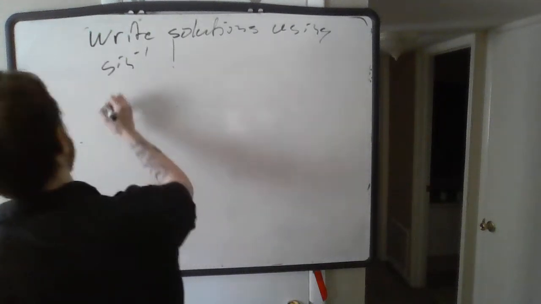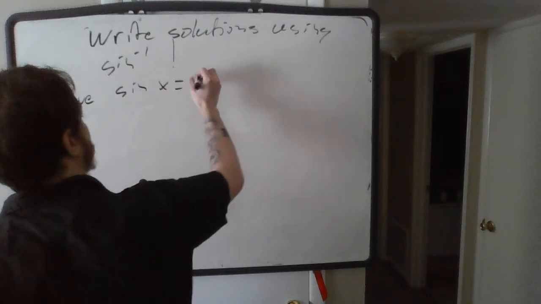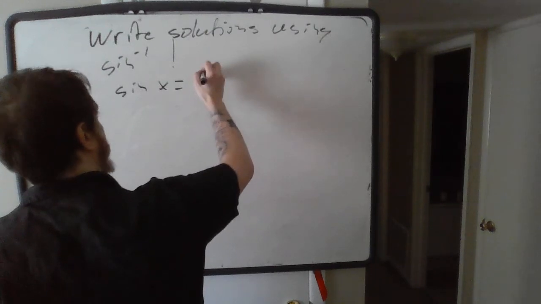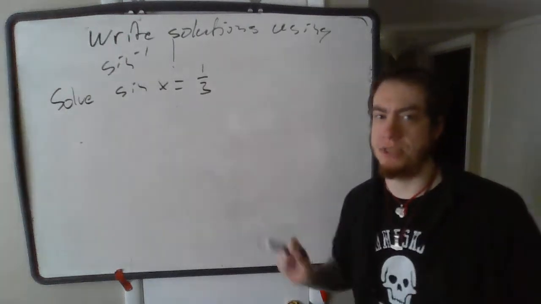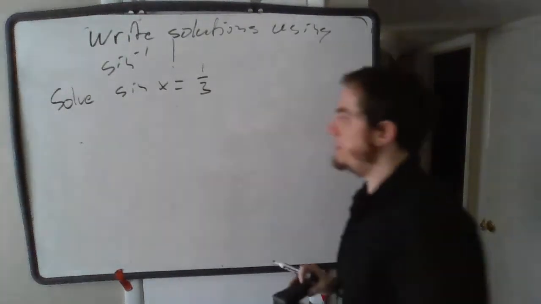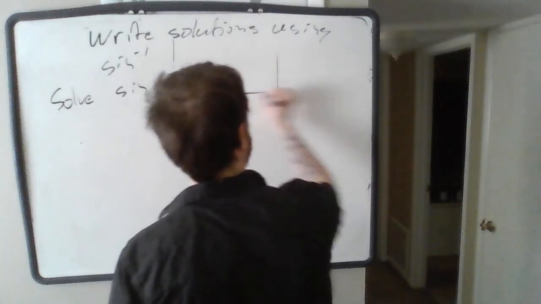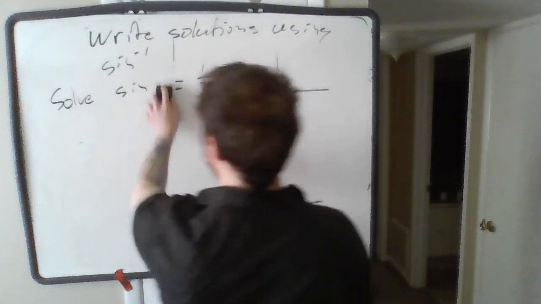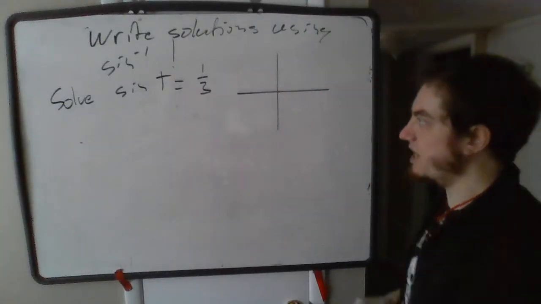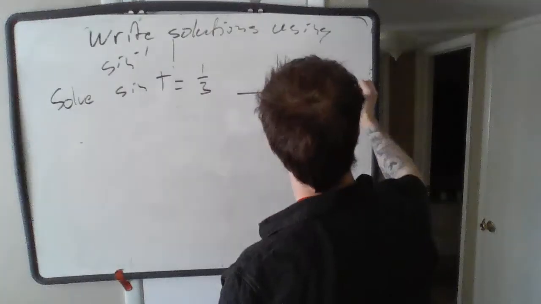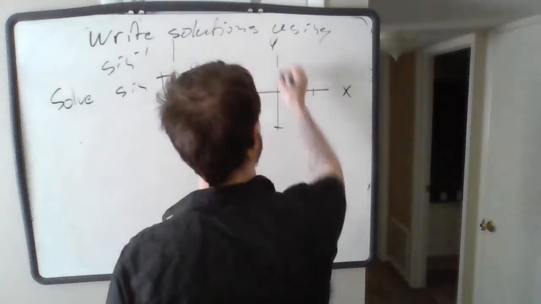So let's suppose that I want to solve sine x is equal to, let's say, 1/3. Okay, I don't know what the answer to this is. I don't know what angles this would be. But what I do know is this. Actually, for the sake of being a little less confusing, let's just call this angle t instead of x. And we'll say that we want to solve for t. That way I can make my unit circle on x and y, and there's no confusion.